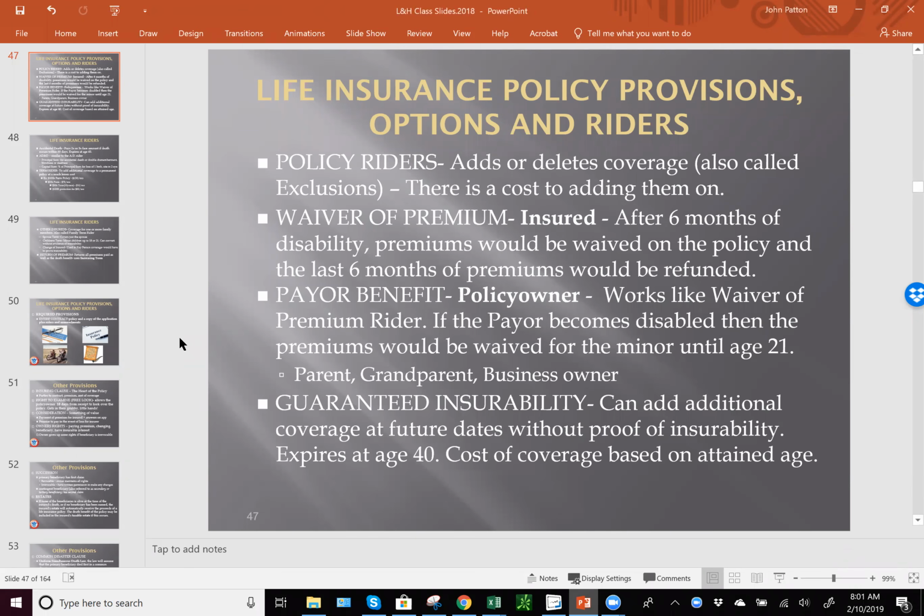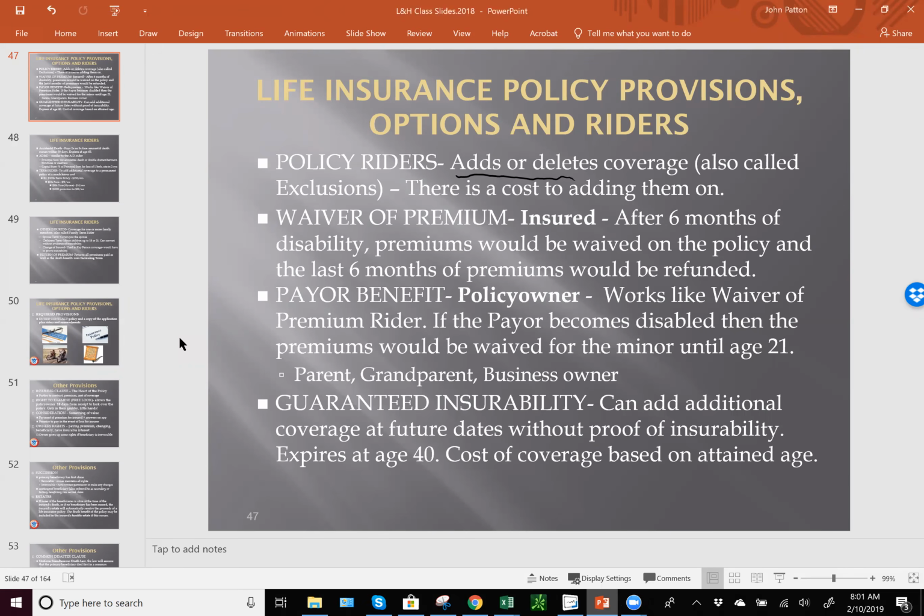Hello, and welcome to this chapter over life insurance policy provisions, options, and riders. So first, I want to talk about policy riders. It's important to note that riders are going to be add-ons to a base policy. They can add coverage or they can also delete coverage, either one. There is a cost to adding a rider onto a policy. So they're not free, they do cost money.